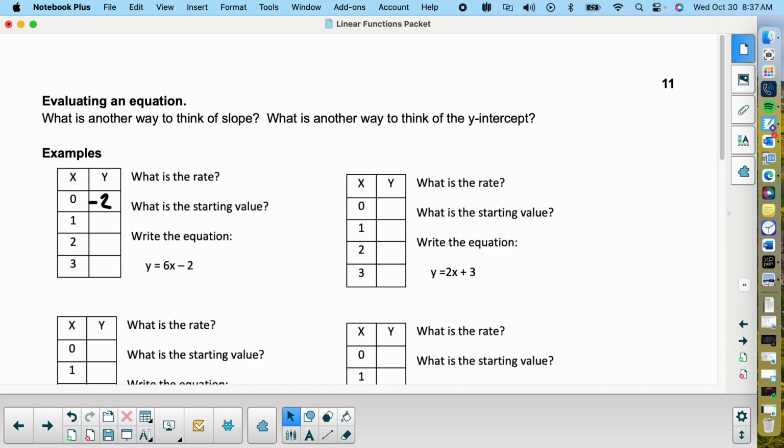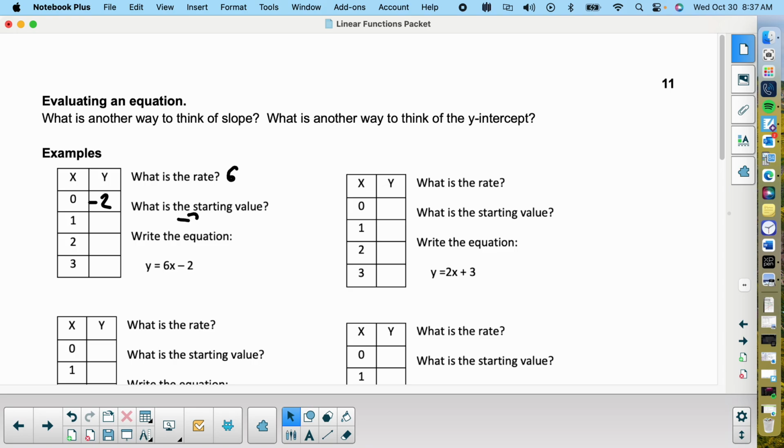Slope. Perfect. Okay, so slope technically means how much something is changing. We usually look at it as how steep a line is. Like we usually counted rise over run. But slope means how much something is changing. So next to the sentence that says, what is the rate? Let's write 6. And then the starting value of the sentence underneath it was the negative 2.